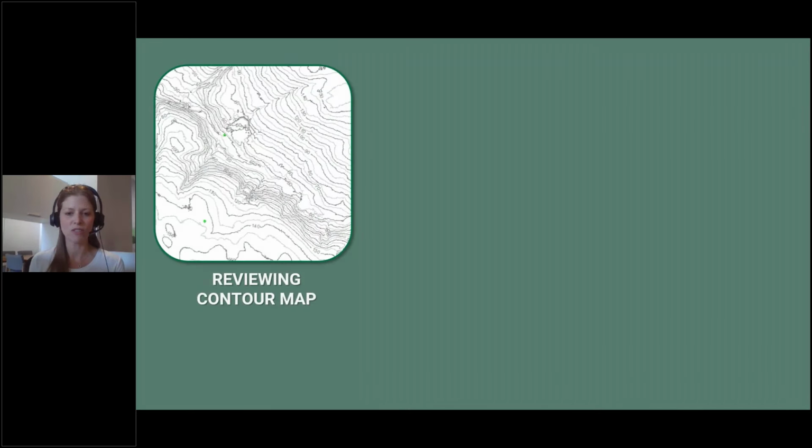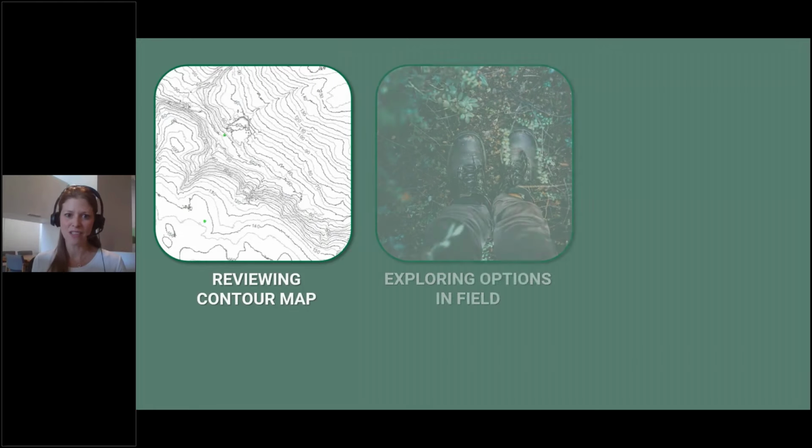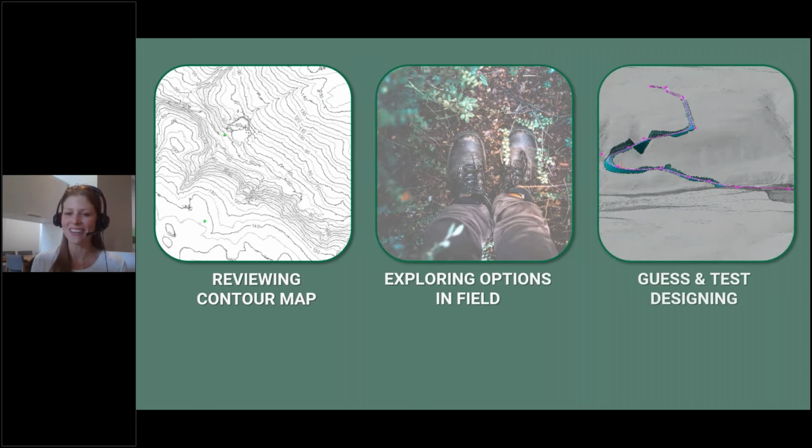So maybe you can't visualize some of the route options right away, or you want to do some more diligence. There's a few other methods that people use to figure out where to put a road. Maybe they're looking at contour maps and ortho photos. Maybe you're out exploring options in the field, or what I would like to call guess and test designing. So loading up a geometric design software like RoadEng and exploring different options in the software. Now, all of these take considerable time.